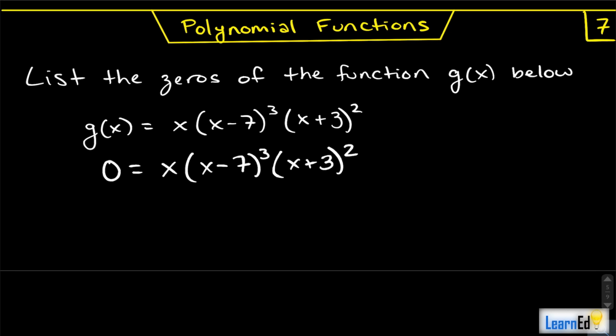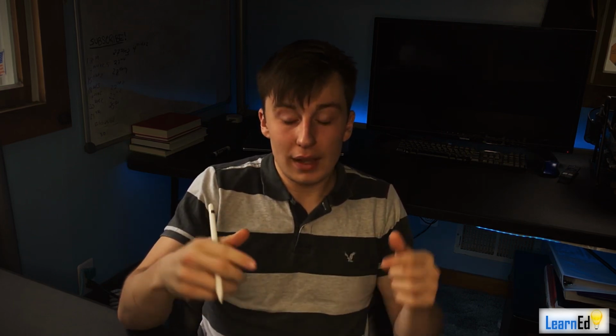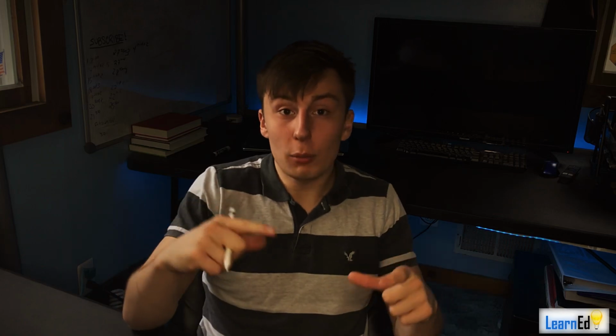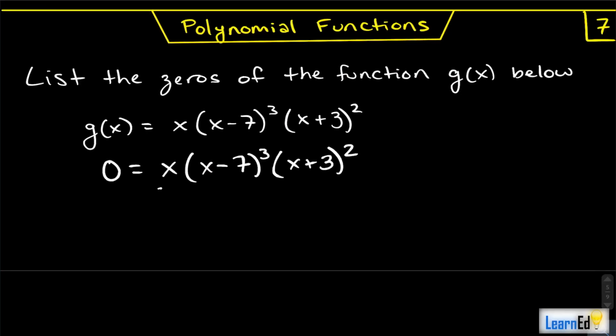Well, here's the premise: 0 times anything is 0. And that is the only way that you can get a 0 out of this equation. These things don't add together, these are all being multiplied together. This x is being multiplied to the x minus 7, which is being multiplied to the x plus 3. The only way to get a 0 out of this thing is for one of these things to be 0.